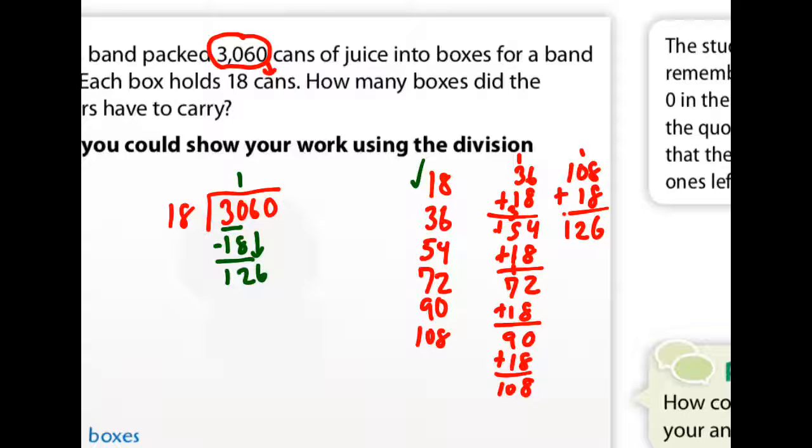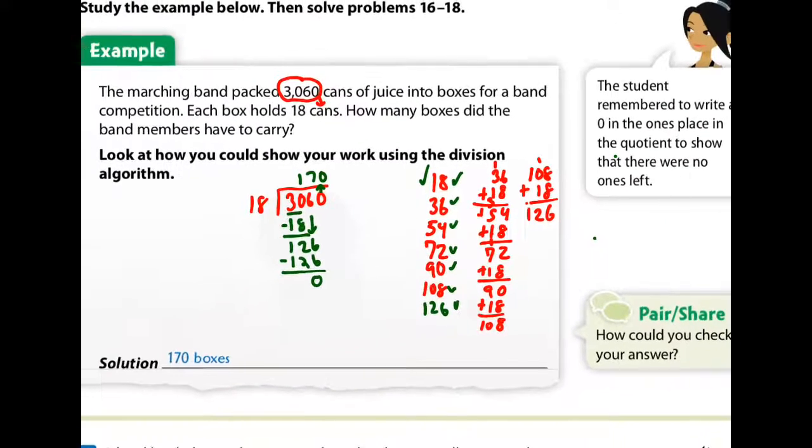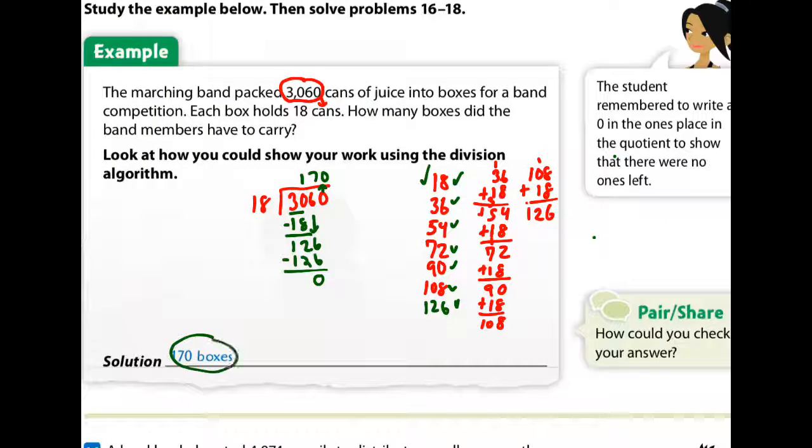So now, let me continue. 18 goes into 126 1, 2, 3, 4, 5, 6, 7 times, which is 126. Now, at this point, when I subtract, I get 0. Instead of bringing down that 0, I'm going to just put that 0 up here in my quotient and get 170. So my answer is 170 boxes.